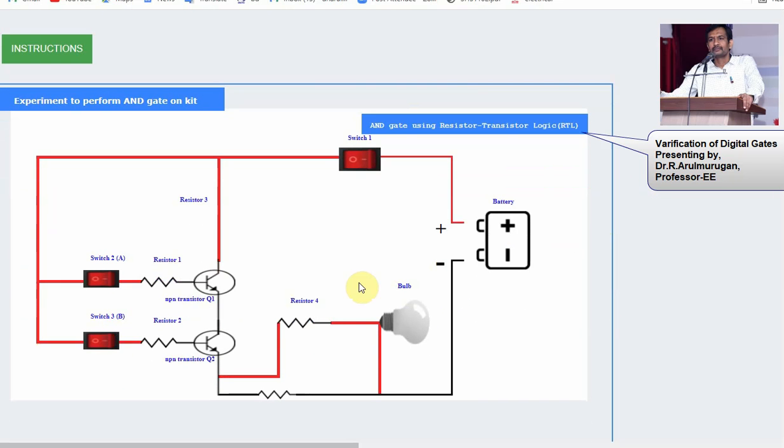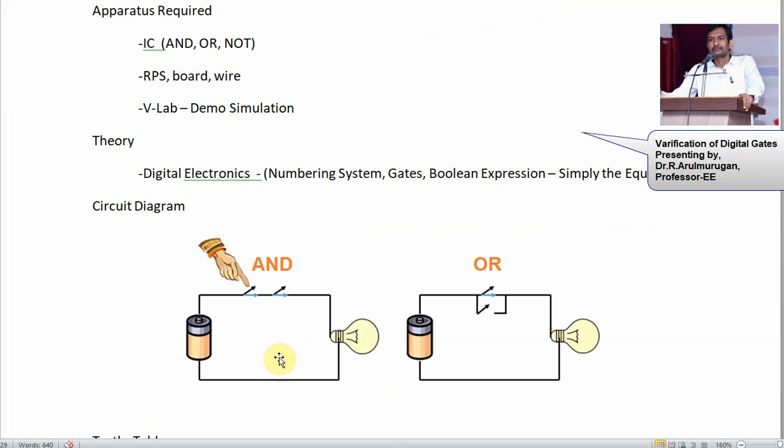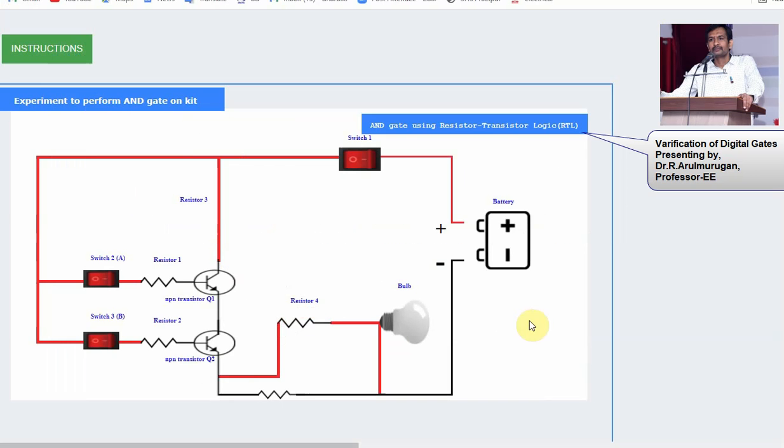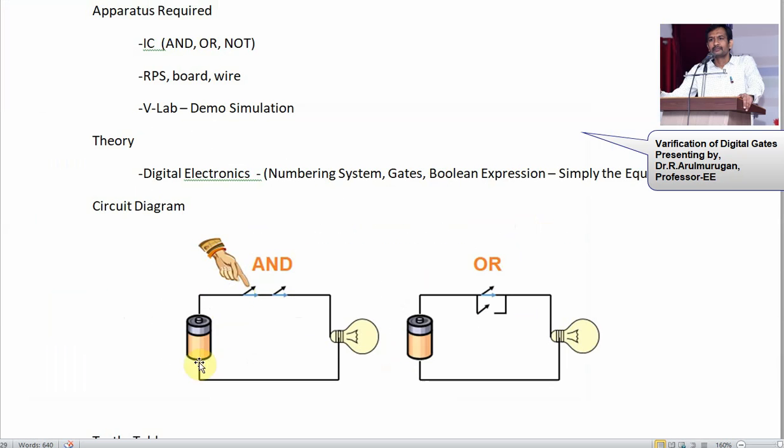So this is the circuit diagram. I am going to show you a simple circuit diagram, but they are going to show you the practical circuit diagram. Okay, this is a battery power supply. Two switches I am going to show you. You can even check this at home also. It is the simplest method you can check.